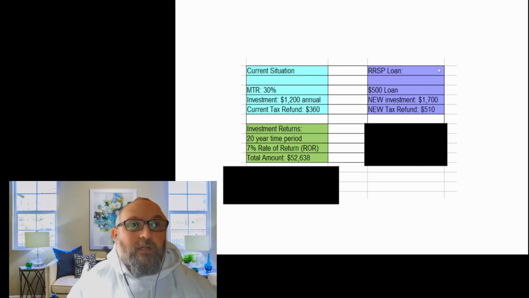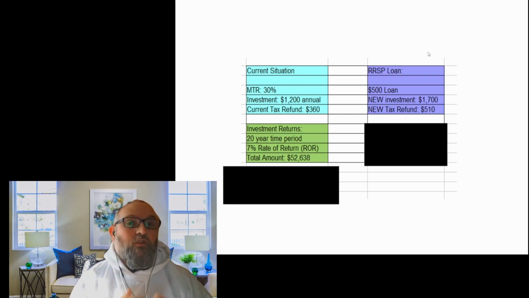Your new tax refund is $510. So it's the $360 plus the difference of the 30% from the $500 loan. Now, what that means is you can take your new tax refund and immediately pay off your loan. And that's what you should be doing. That's what the strategy is, right? It's how to kind of generate something to get your retirement savings that much further, right?